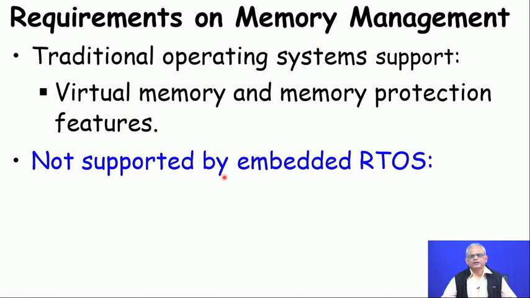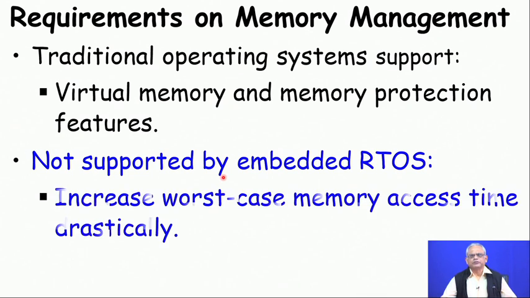And even the memory protection feature, that is whether one task can unintentionally overwrite the results of another task or the code of another task, is not guaranteed by the operating system, because that would require additional overhead, and we need only a very small size operating system. Therefore, many of the embedded real time operating systems do not really support virtual memory and memory protection systems.